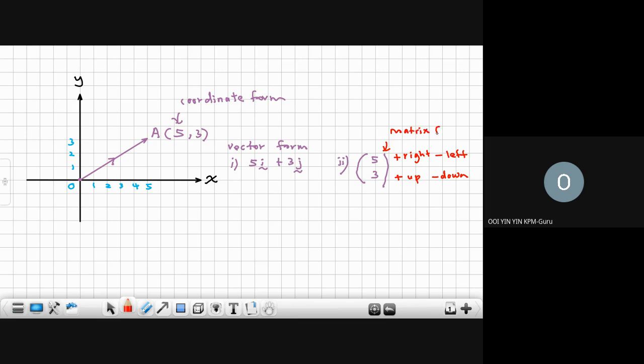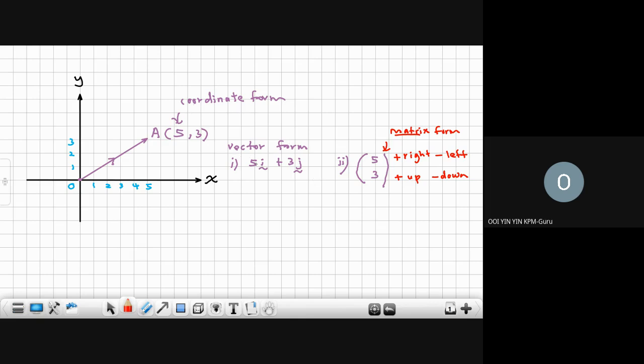Matrix form. Okay, matrix, you are going to learn it in your modern mathematics in Form 5. So next year we'll see this and you can understand better. But now just keep this in mind. When the coordinate, you can change it to two types of vector form.